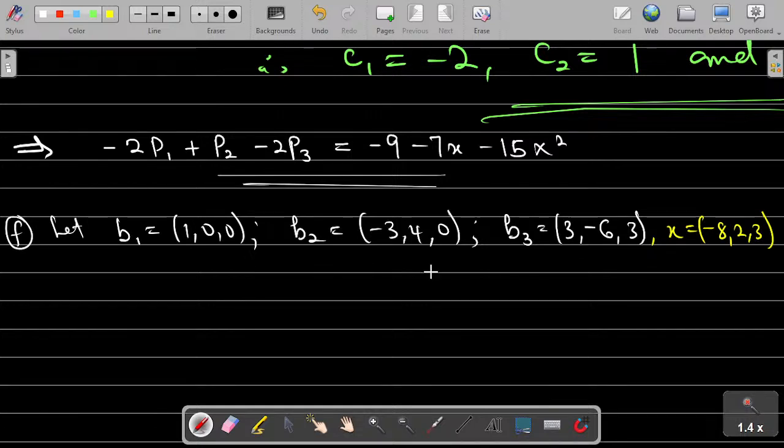And to show that it spans R3, they gave us an element of R3, so we should just show that this X is a linear combination of all of this. That's actually what that question is asking for.